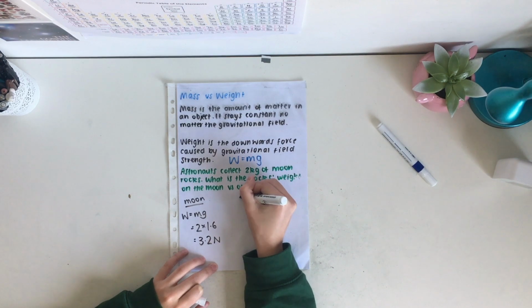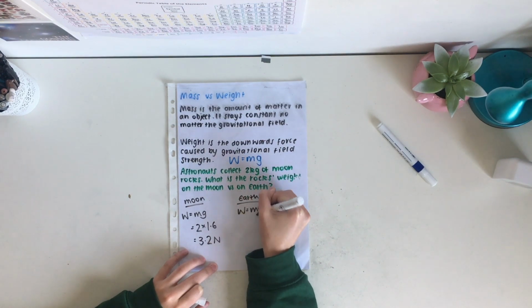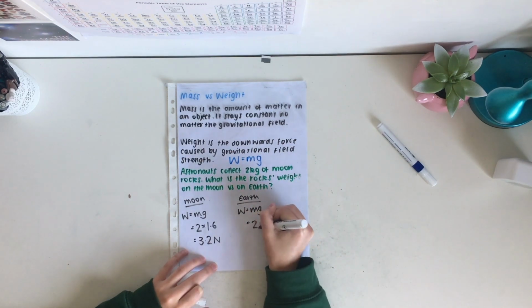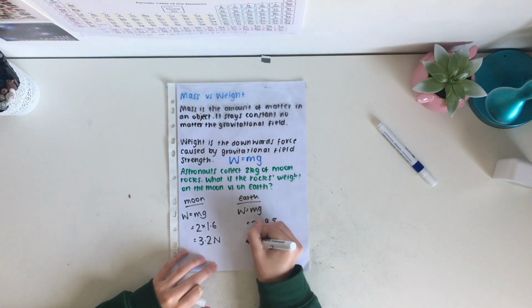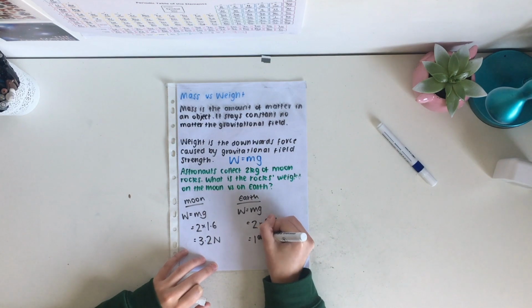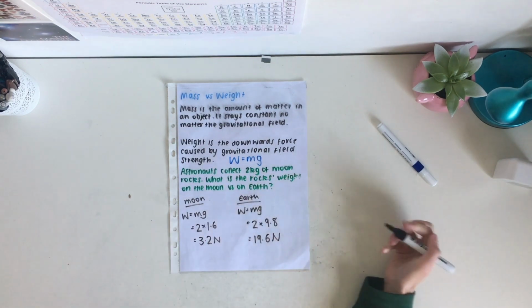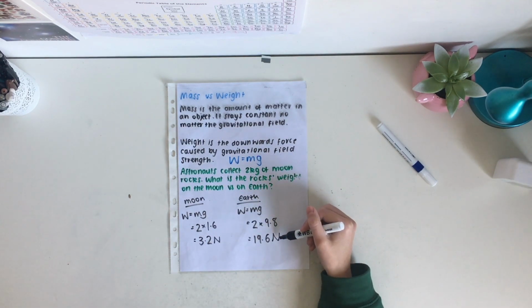Next, let's look at on Earth. W still equals mg. Our mass is unchanged, still 2 kilograms, but our g value is 9.8. This gives us a weight of 19.6 newtons. You'll notice that weight is measured in newtons, meaning it is a force.